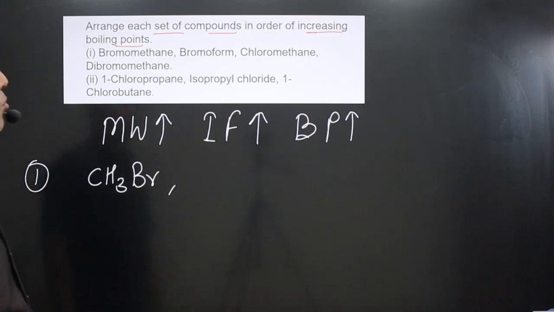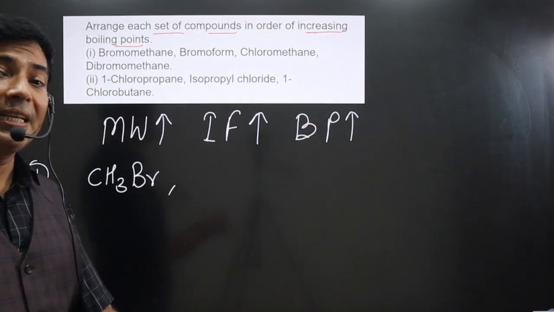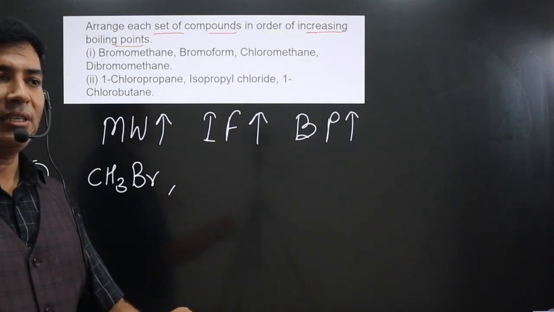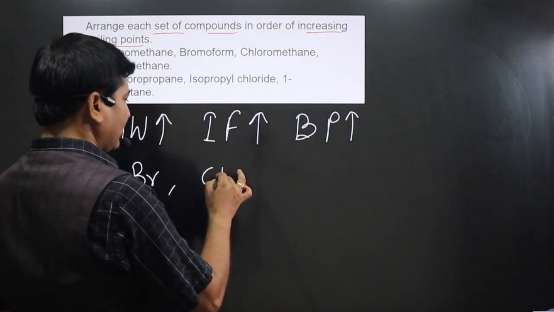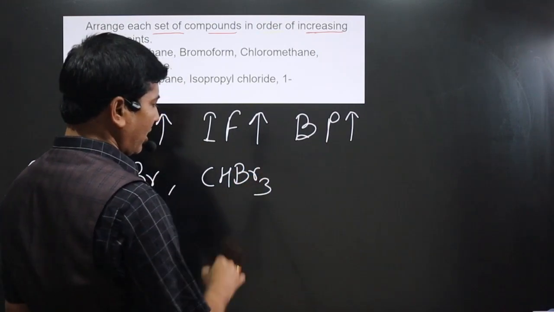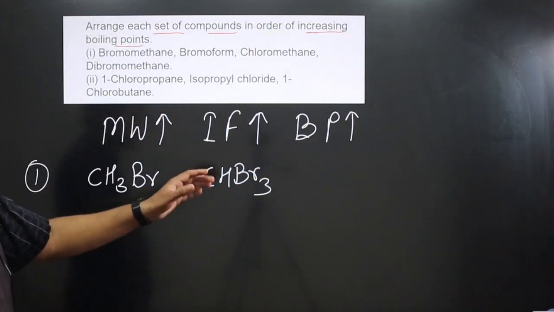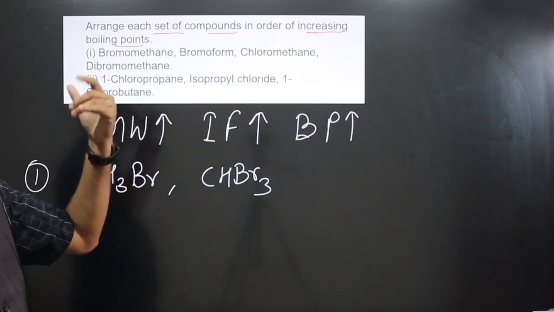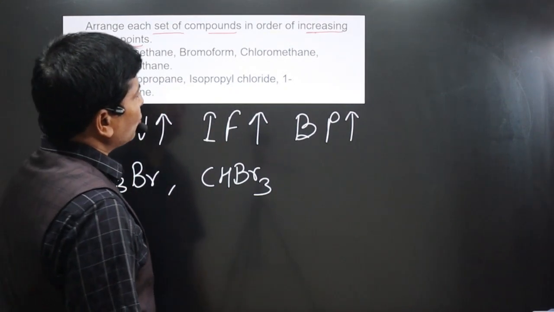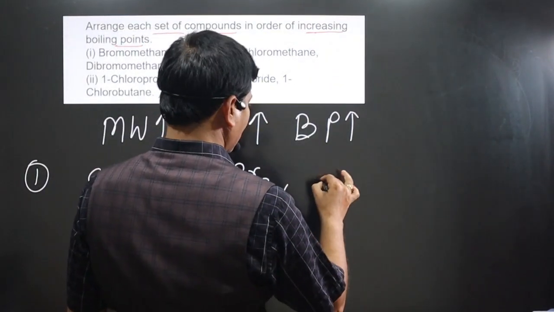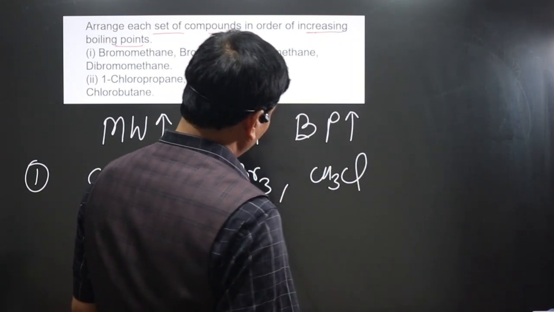Next, bromoform, like chloroform, CHCl3. Similarly, we get bromoform, CHBr3. Keep in mind, you can see 3 Br are there. The molecular weight will be very high, so boiling point will also be very high. Next, chloromethane is there. Chloromethane, CH3Cl.